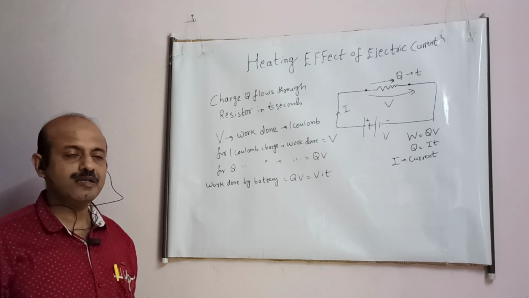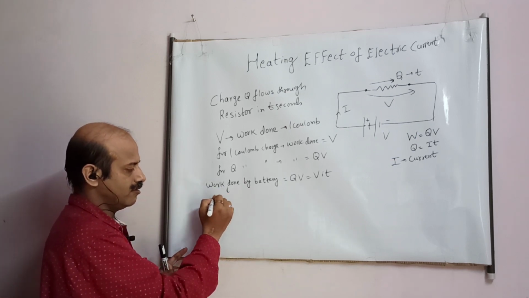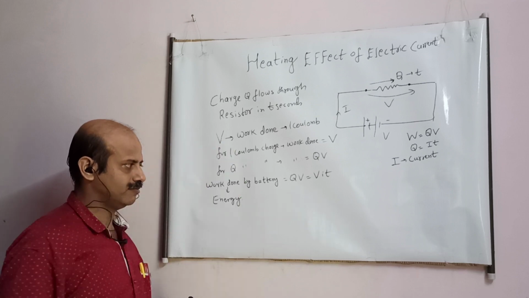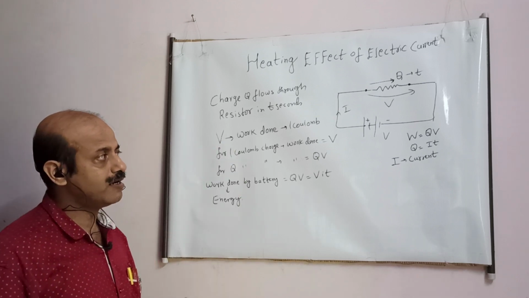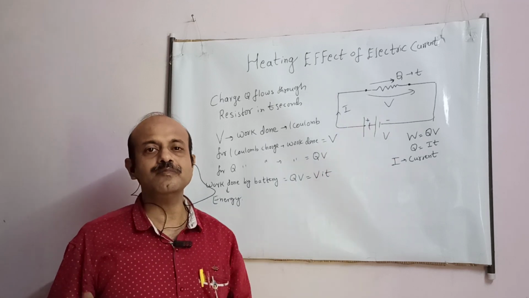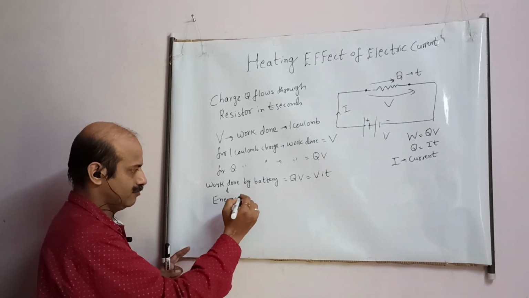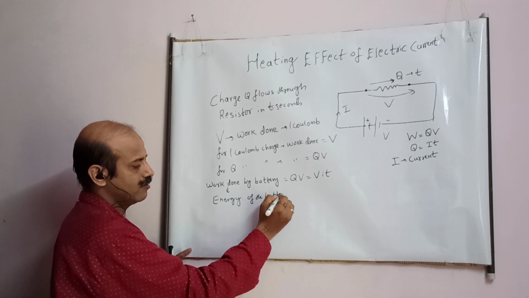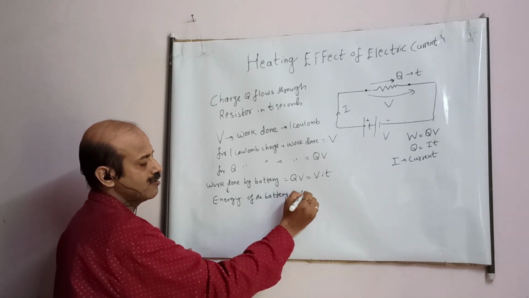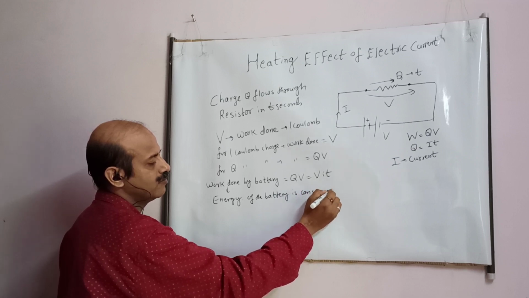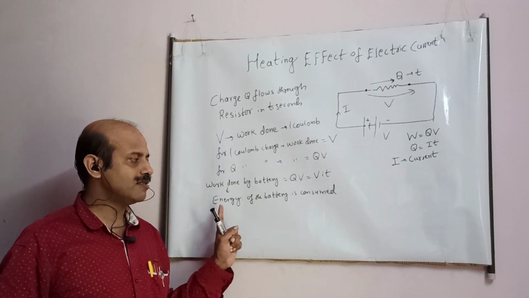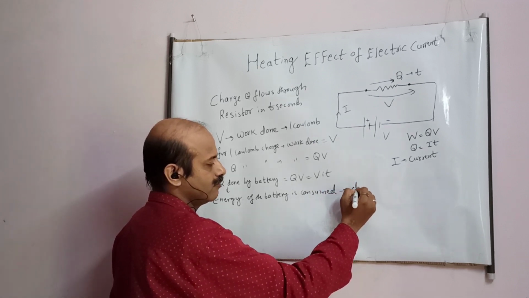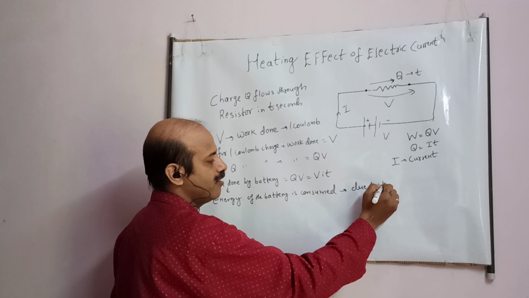Now, student, work done is energy. This already you know. Since the battery is doing work, the energy of the battery is consumed. Energy of the battery is consumed. From where does the energy come in the battery? Due to chemical reaction.